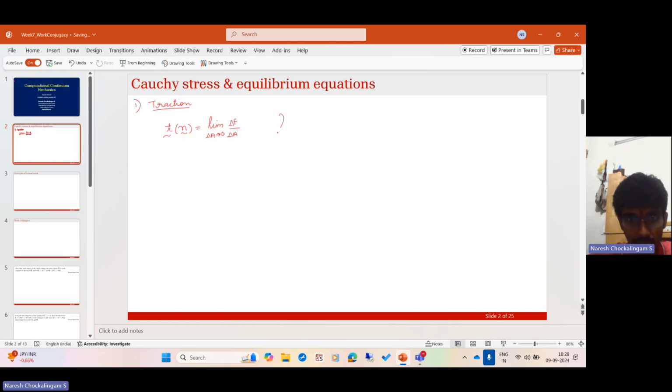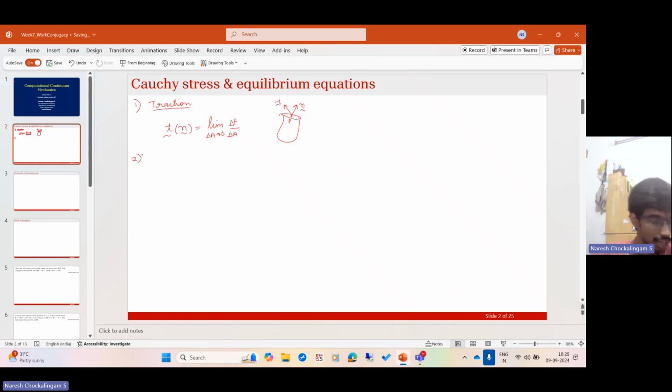So you have a body, you cut the body with a plane, and this plane has got a normal n. And on this plane, at a point P, the net force per unit area, the force intensity at this point P, is the traction at that point P. So to define the traction, we need to specify both the point and the normal to the plane in which we are looking at.